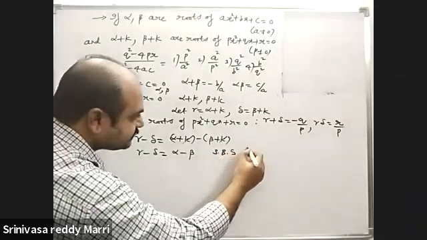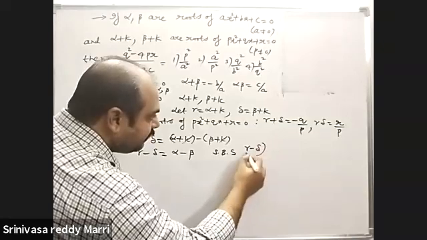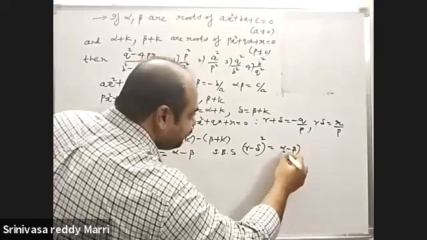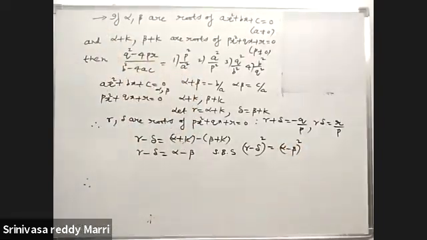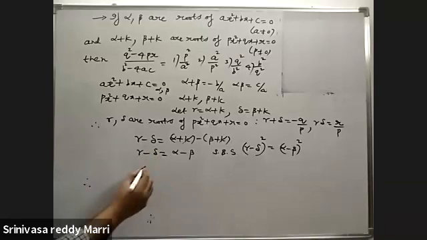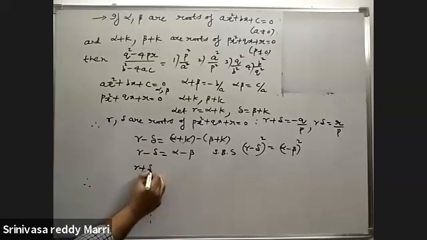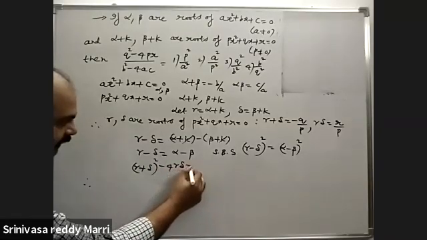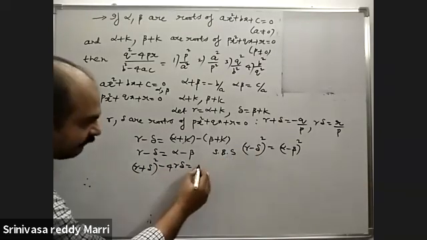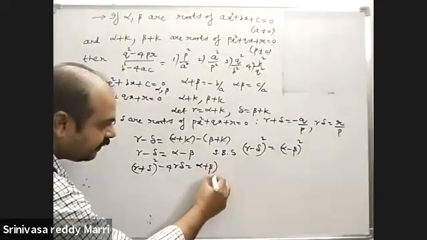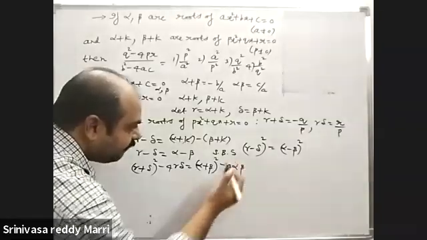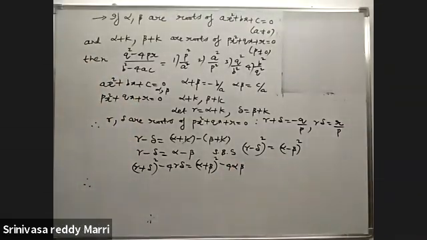Squaring both sides, gamma minus delta whole square equals alpha minus beta whole square. Gamma minus delta whole square is nothing but (a plus b) whole square minus 4ab, and alpha minus beta whole square is alpha plus beta whole square minus 4 alpha beta. (a minus b) whole square is nothing but (a plus b) whole square minus 4ab.